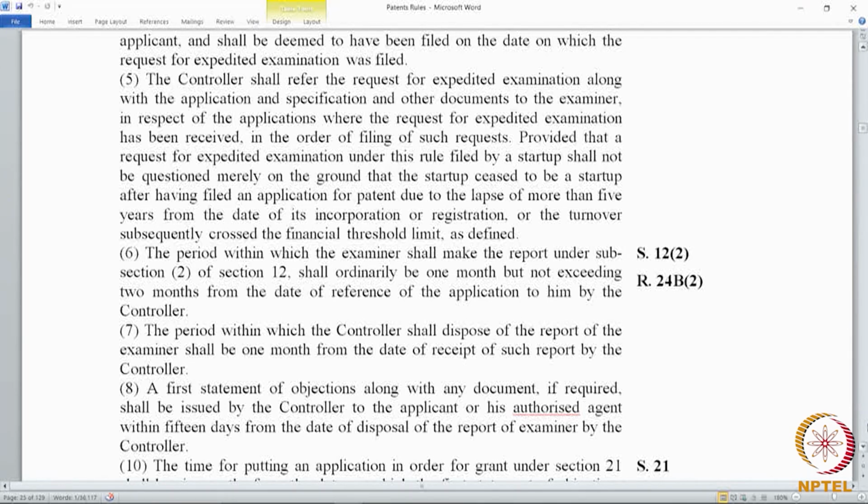The process is same just as it was in 24B in respect of the application where the request for expedited examination has been received in the order of filing of such request. Again, this is the same.